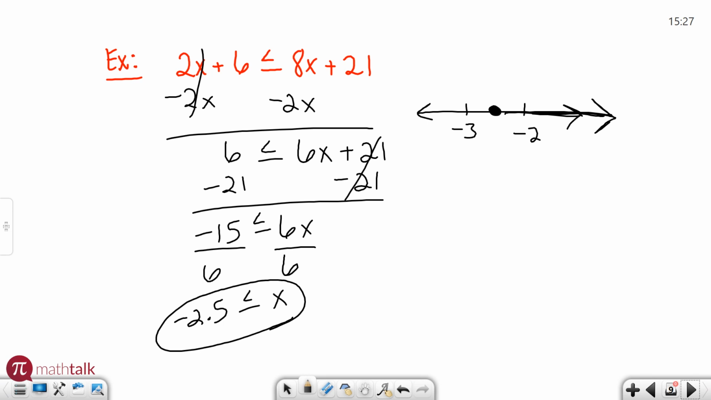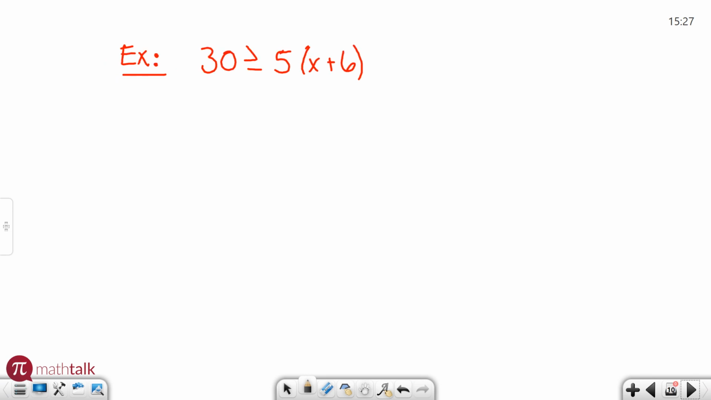All right, let's look at another example. We have 30 is greater than or equal to 5 times the quantity x plus 6. The first thing I want to do is simplify this down a little bit. I want to use the distributive property to make this easier. Distributive property means I need to take the number on the outside and multiply it by both parts of the inside. 5 times x is 5x, and 5 times 6 is 30.